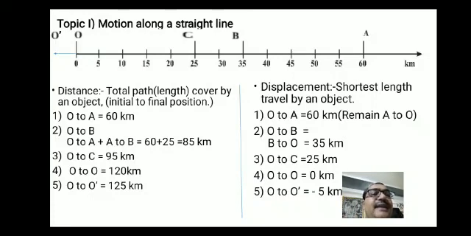Now come to the right side, O2C. How much displacement should be remaining? It means that C to O, how much distance it has to cover, it should be 25 kilometers. So that becomes the displacement.